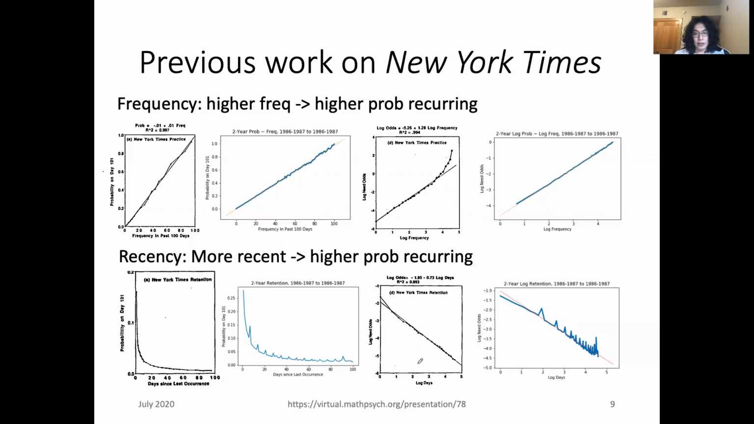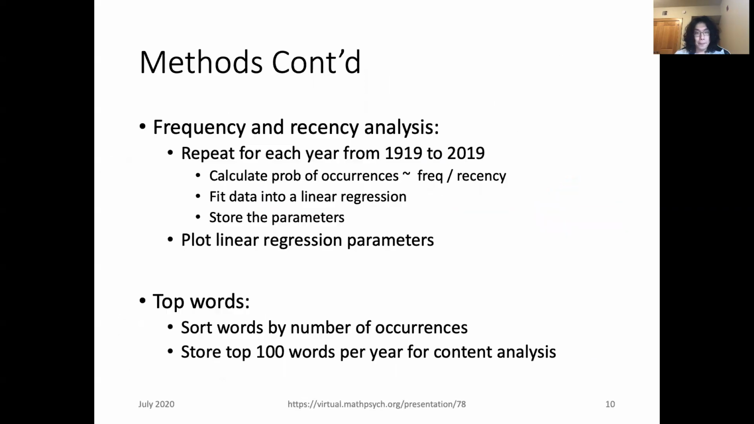Once this is done, we began analyzing the whole New York Times data from 1990 to 2019. After the verification, we conducted two main tasks on the data so far. One is to analyze frequency and recency of words. We performed linear regression on the probability of words recurring with frequency and recency of previous occurrences. We then compared the linear regression parameters to analyze changes across time. Another task is storing the top words that have the most occurrences of each year and studying changes of event or topic trends.